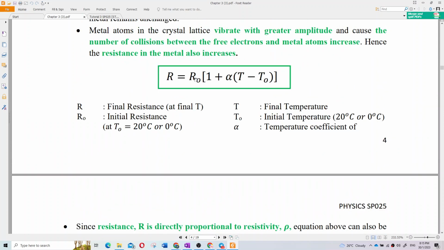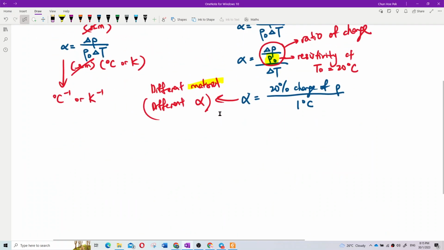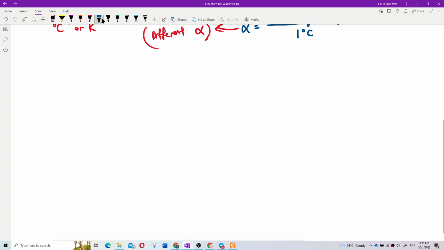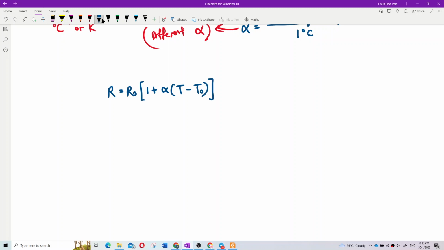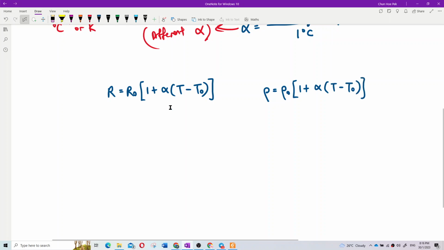Let me just show it over here. I'm more comfortable with my own writing actually. R equal to R naught times 1 plus alpha times T minus T naught, and then we can also use this formula, 1 plus alpha T minus T naught. Okay, class.